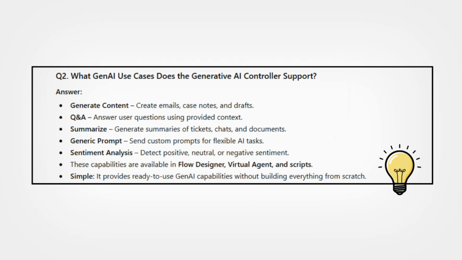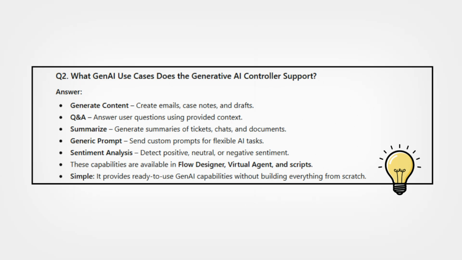Second is Q&A. Okay, so for question answer scenarios where the user asks something and the model responds based on the provided text or context. Third is summarization. Okay, so it is used to compress long tickets, long chat transcripts, or documents into short readable summaries. It is one of the most important ones.